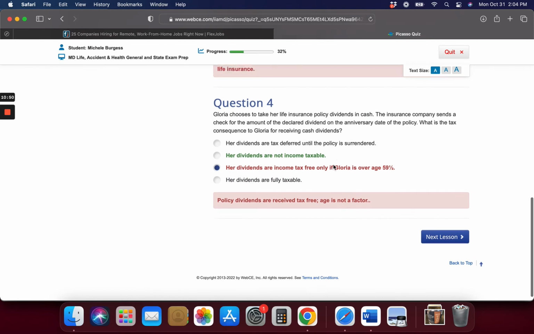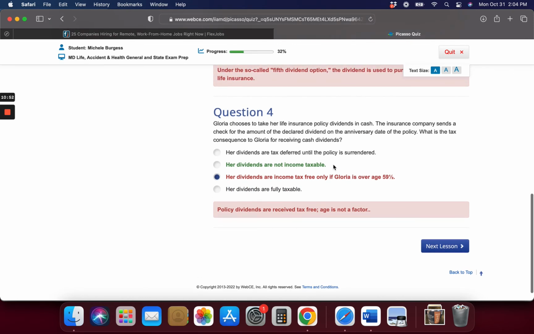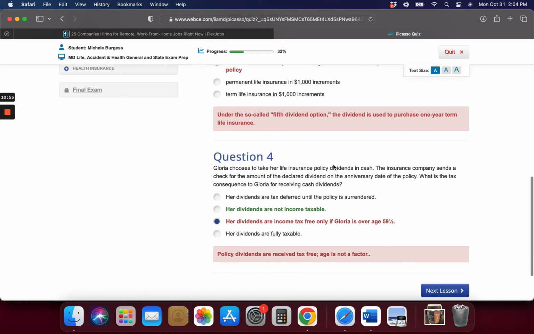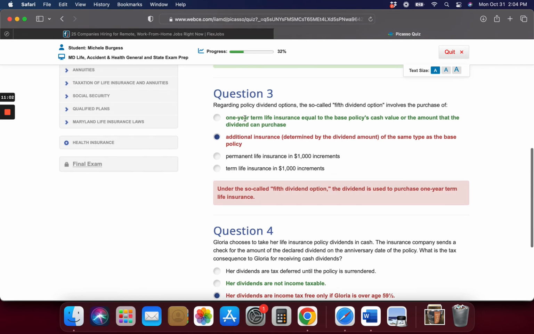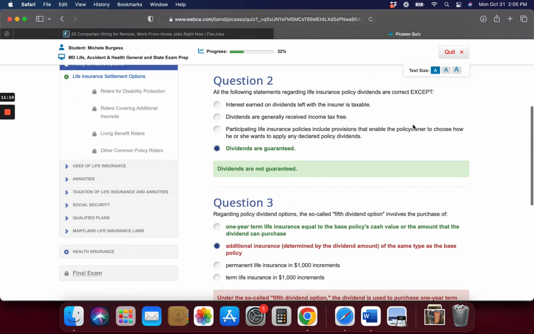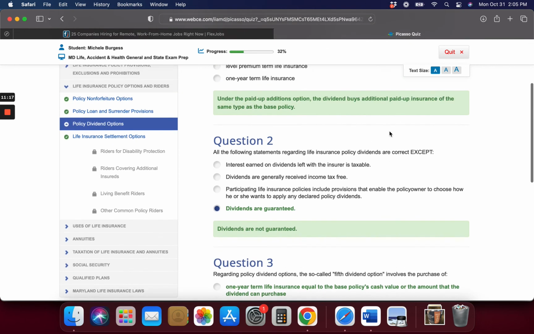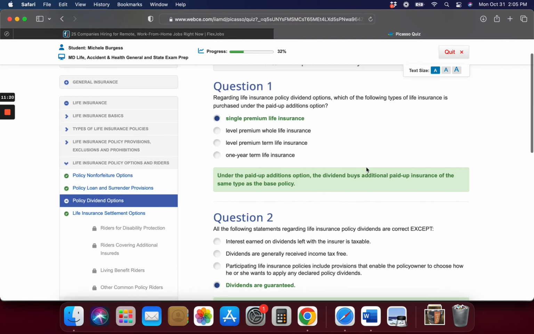Okay, so the last two we got wrong. Policy dividends are tax-free and age is not a factor. So her dividends are not income taxable. This one here I didn't know. One-year term life insurance equal to the base policy's cash value or the amount of the dividend they can purchase is the 5th dividend option. Okay? Dividends are not guaranteed. Everything else here is correct. And this one here was a guess also, so I guess I guessed it correctly.